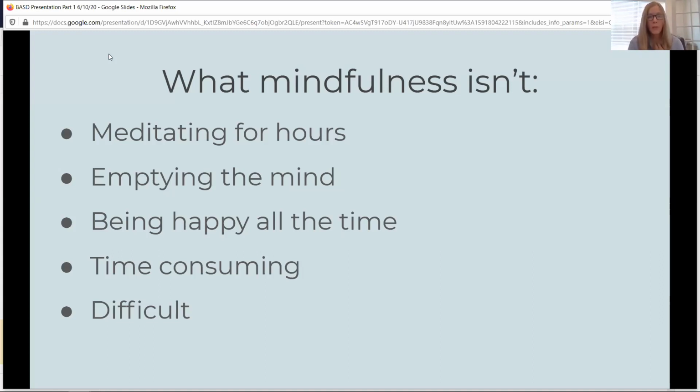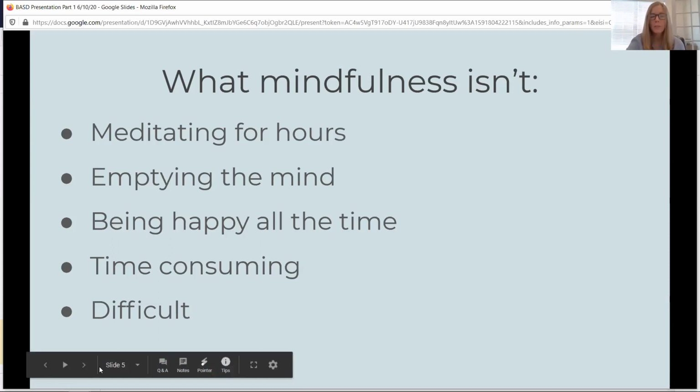Mindfulness is not time consuming. Like I mentioned, we're inserting mindfulness throughout the day, so it can just be moments throughout the day. But the more you practice, the more automatic it becomes. And it's not difficult. It doesn't take years of study and certifications and hours and hours of reading. Once you get the hang of it and start practicing, you'll find that it's actually quite simple.